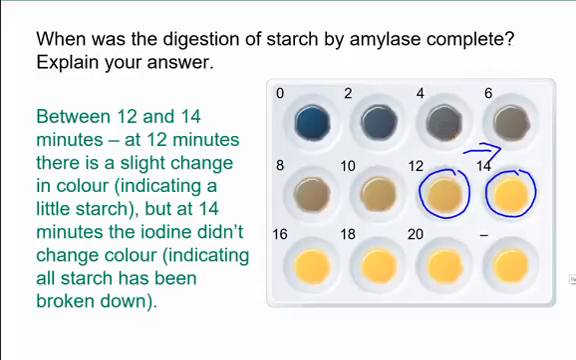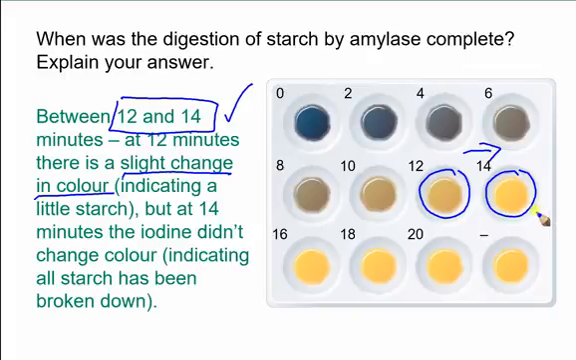So there are two parts to this question really. When was the digestion of starch complete? Well, between 12 and 14 minutes, that'll get you a mark. And explain your answer. What you need to do there is explain the colour change. So we've got a slight change in colour, and that would be the explanation there. So when we see yellow, that means we know all the starch has been broken down. So there's the explanation.